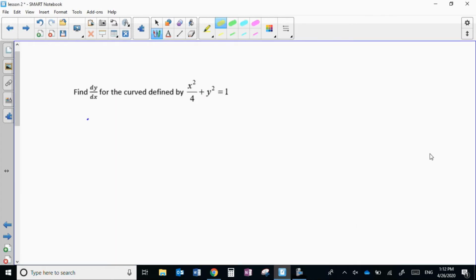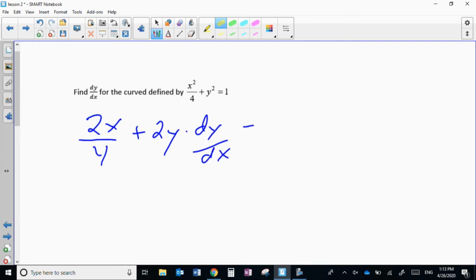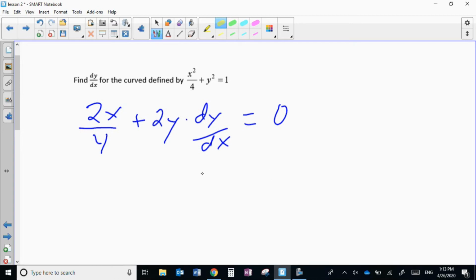So here's a very similar example. x squared divided by 4 plus y squared equals 1. So let's use implicit differentiation. We take the derivative of both sides of the equation, and I get 2x over 4 plus, okay, the derivative of y squared is 2y times dy by dx equals the derivative of 1, which is 0. Solving for dy by dx.